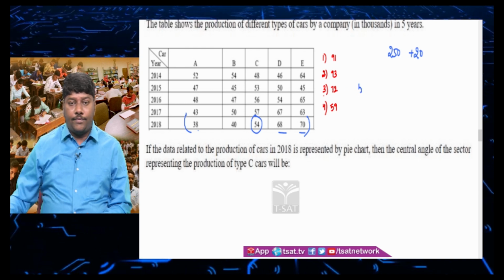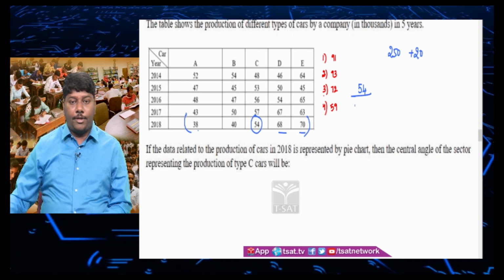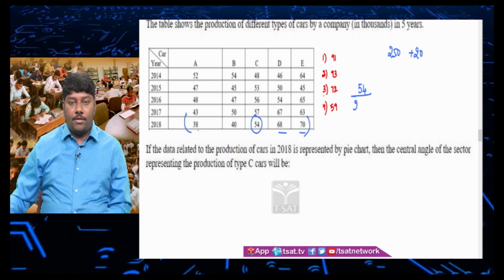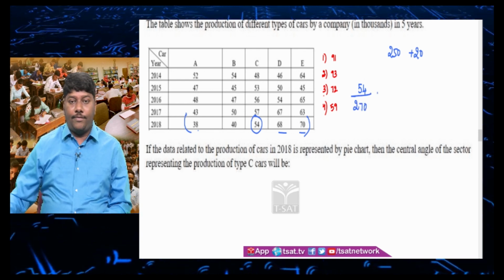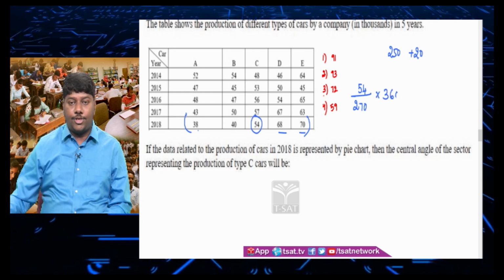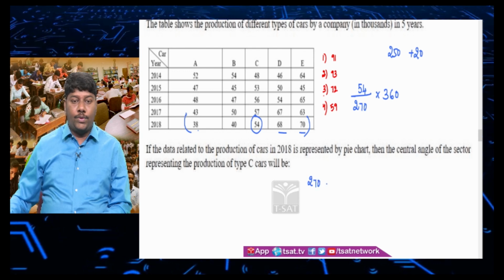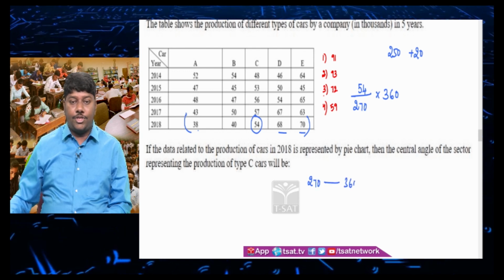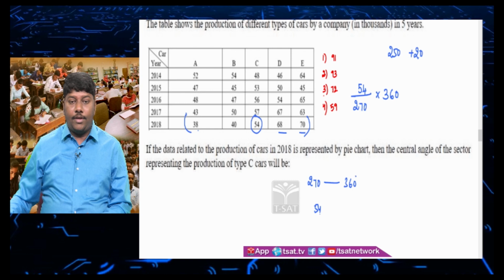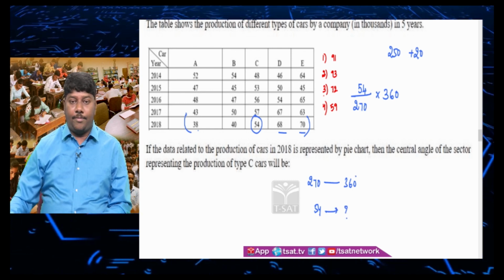So, the central angle is 54, what is it? 54 you have to represent. So, 54 out of total value 270. If you need to convert it into terms of degrees, multiply it with 360. Or else I would say, in the unitary method, 270 represents 360 degrees. What does 54 represent? You just need to cross multiply, you will get the same here.